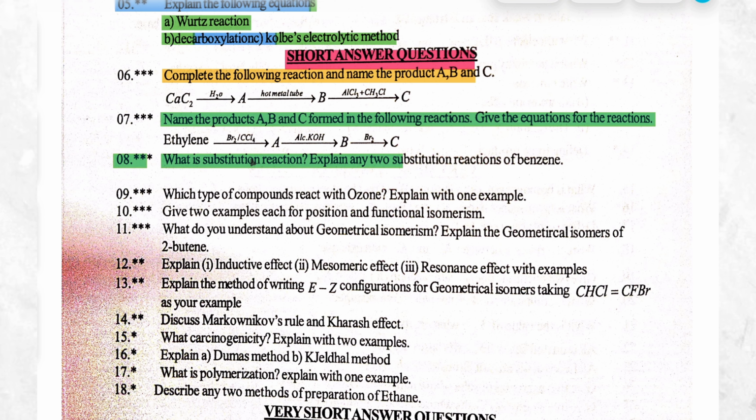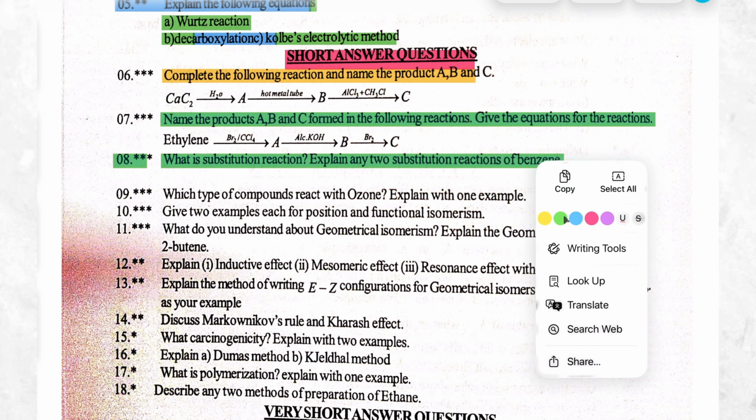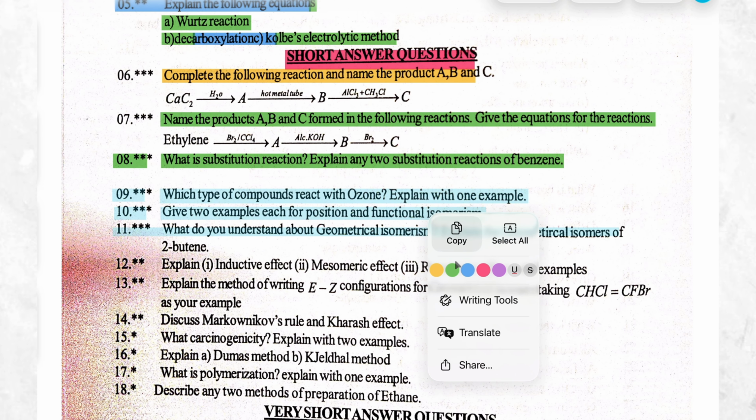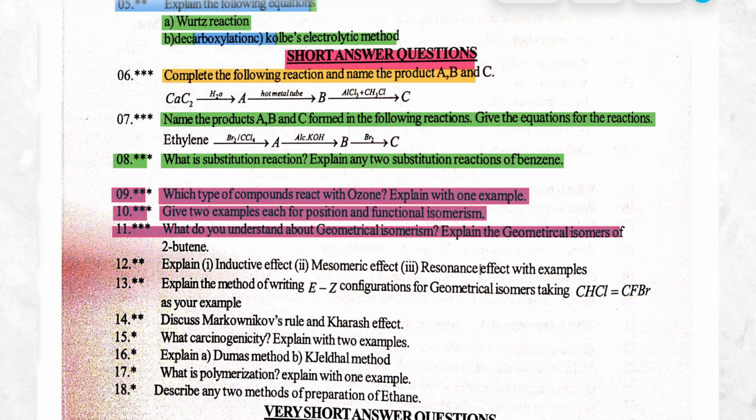Okay. One more important: what is a substitution reaction? They are asking for an example of benzene. Okay. This is also an SAQ for benzene. Clear, students? Next one. See, these are common important questions for organic chemistry. These three common important questions from this organic chemistry. See this. What are those?